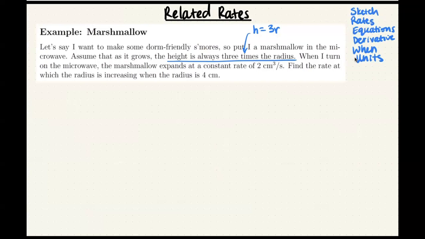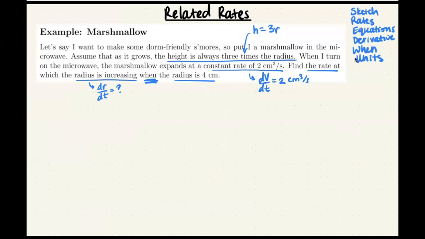Okay, so when I turn on the microwave, the marshmallow starts expanding, and it's expanding at a constant rate of 2 centimeters cubed per second. Let's look at the units of that. Centimeters cubed tells us that this is a volume, and the marshmallow is expanding. So the volume is getting bigger at a rate of 2 centimeters cubed per second. We want to find the rate at which the radius is increasing when the radius is 4 centimeters. This rate is what we're trying to find, and this is our "when the radius is 4 centimeters."